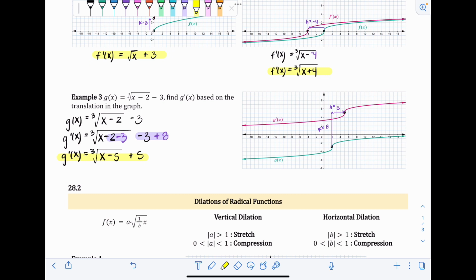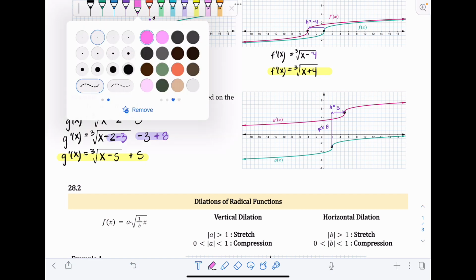A different way that you can do that, if that was a little bit confusing, like including the negative 3 and the plus 8 there, is to think of it more in terms of the general function notation. So what I mean by that is, let's see, let me try to separate this.